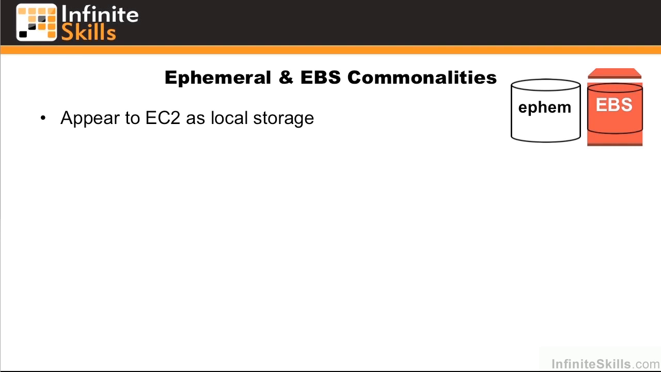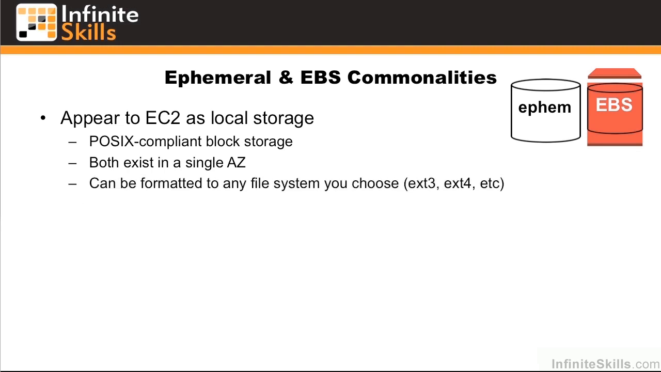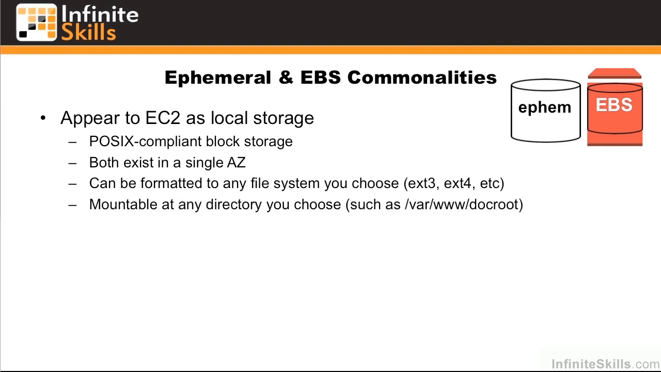They both appear to the EC2 as local storage. They're both POSIX-compliant block storage. You can think of them as a 3.5-inch disk that you would just slide into a server and provision. Both of them exist in a single availability zone. They can each be formatted to any file system you choose. They can each be mountable at any directory you choose, such as the server's web root. The I/O out of the EC2 instance in both cases is charged. S3 I/O is always going to be your cheapest.